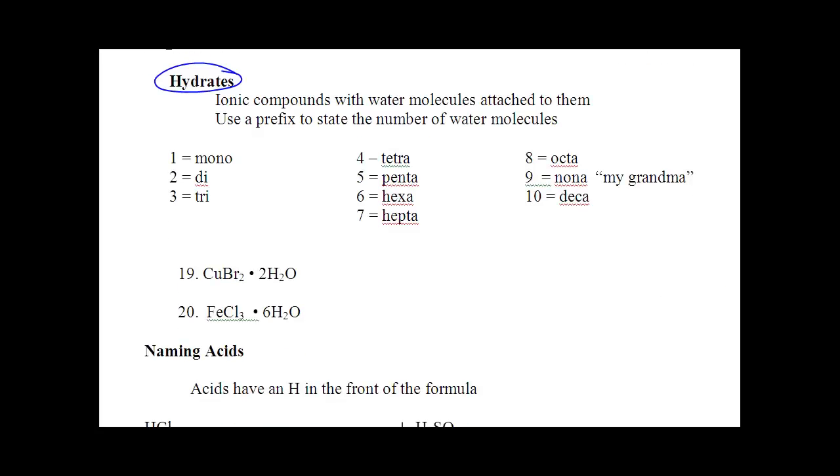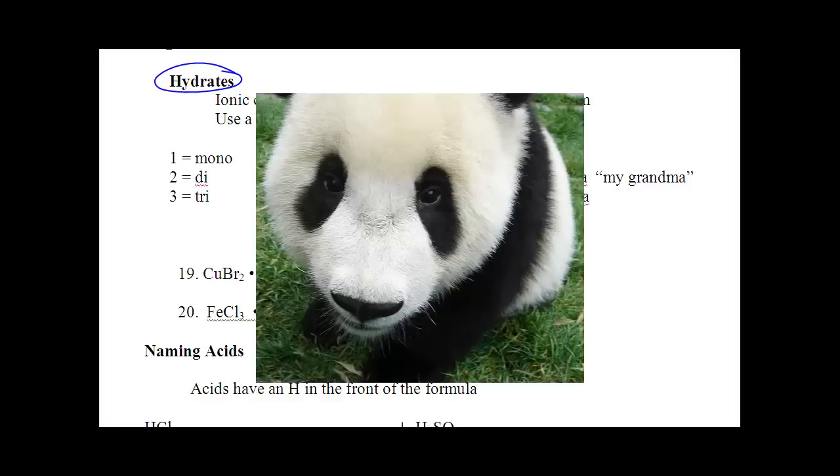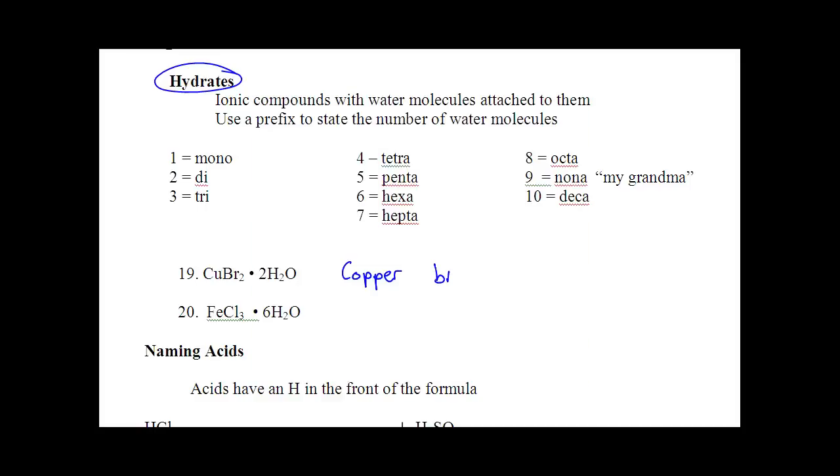If you have CuBr2, you look up those element names. It's copper. Br is bromide. When you look up copper, you're going to notice that it has multiple options for its charge, so you have to use Roman numerals. So this is going to be copper 2, because bromine is a -1, and there's 2 of them, and the copper has to balance off. So it's copper 2 bromide. Then you just got to state how many waters are there. Well, there's 2 waters, so it's dihydrate. That's it. It's exactly like yesterday.